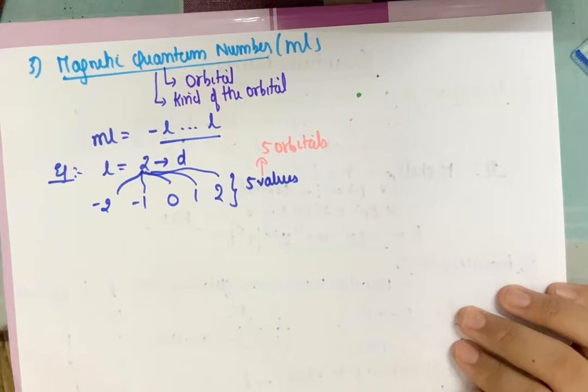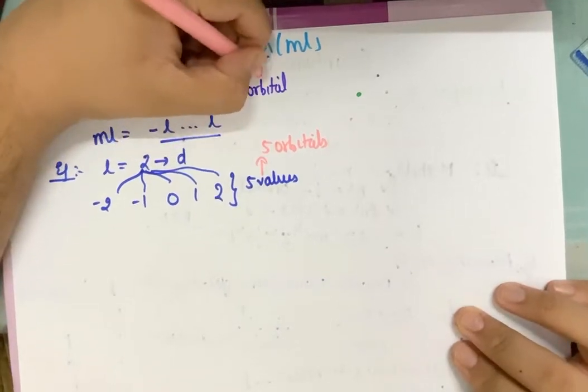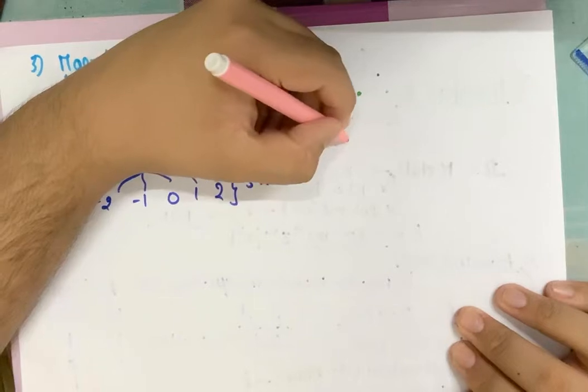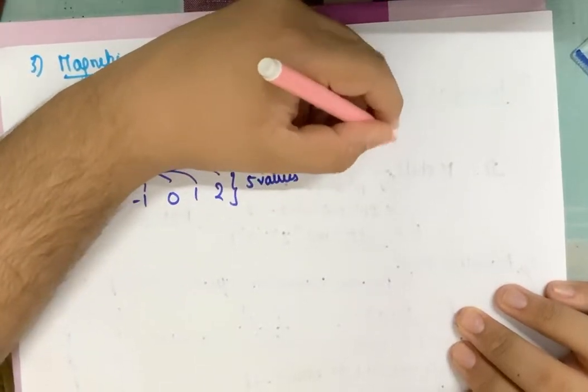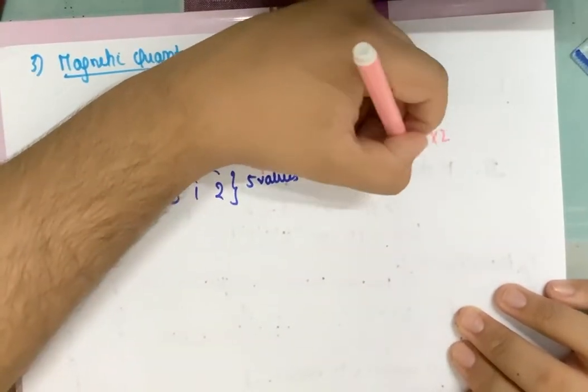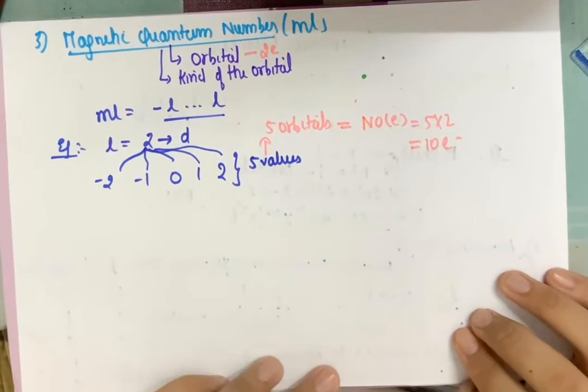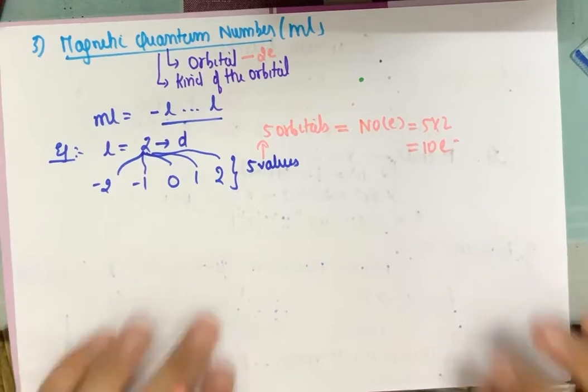Now one more thing, as we have already done, one orbital can only accommodate 2 electrons. So one orbital means 2 electrons. So how many electrons can be accommodated in the D subshell? 5 into 2. So if I have to calculate the number of electrons, it is 5 into 2, which is 10 electrons in the D subshell. Clear? This is how you will calculate.